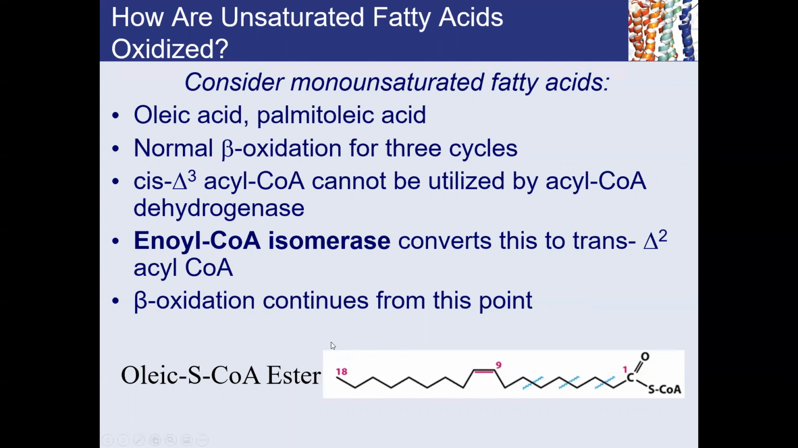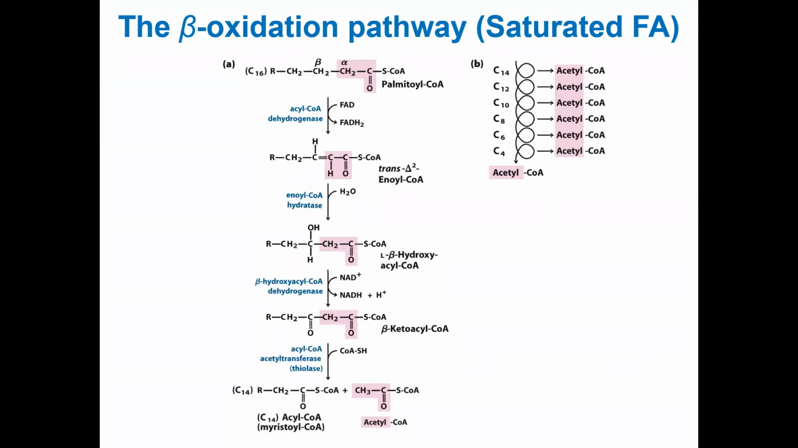It turns out that there is one unique enzyme that you typically will need, which is this enzyme called enoyl-CoA isomerase. Okay, why would you need that additional enzyme for the oxidation of monounsaturated fatty acids like this? Let's look at this. Again, this is the beta oxidation pathway for the saturated fatty acids, and if you recall, it's 4 steps, right?